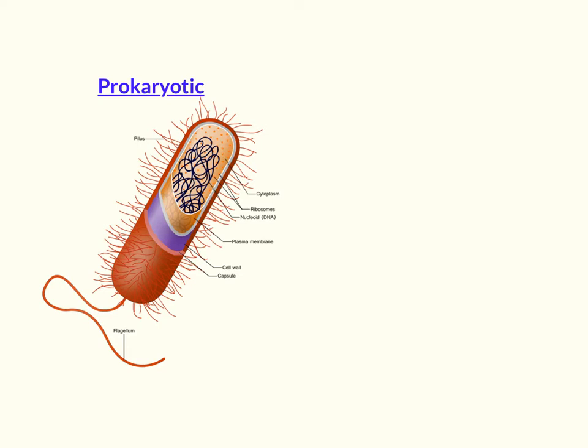There are two basic types of cells, prokaryotic cells and eukaryotic cells. Prokaryotic cells have a very simple internal structure, and their most distinguishing feature is that they do not have a membrane-bound nucleus containing DNA. The DNA is not isolated from the rest of the cell.